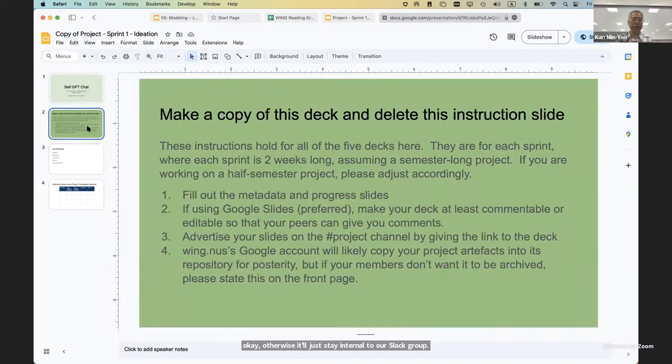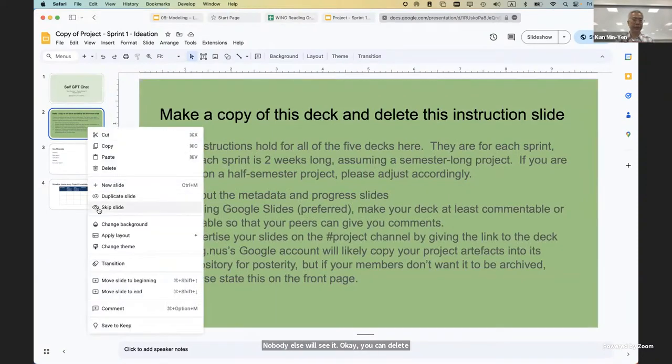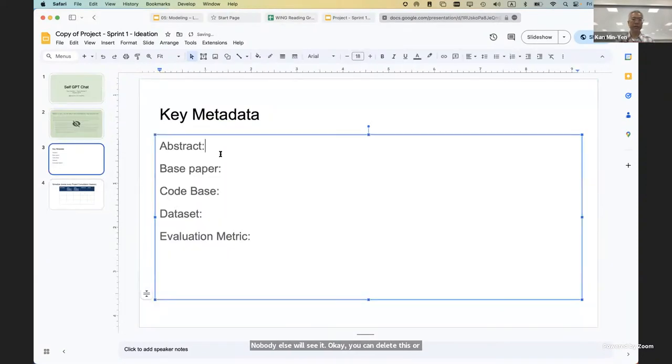You can delete this or hide this. A lot of people have just hidden it, okay? And then fill out some information. Usually you need a base paper. Just put an archive link or link to a published thing, and then you're all set.